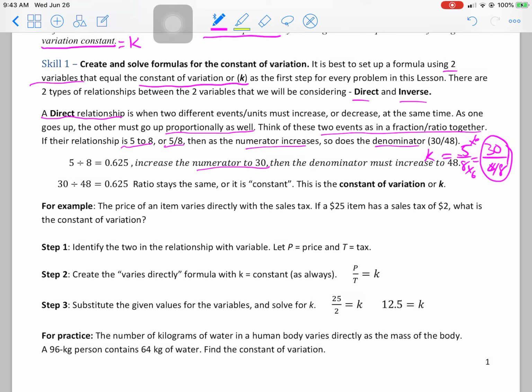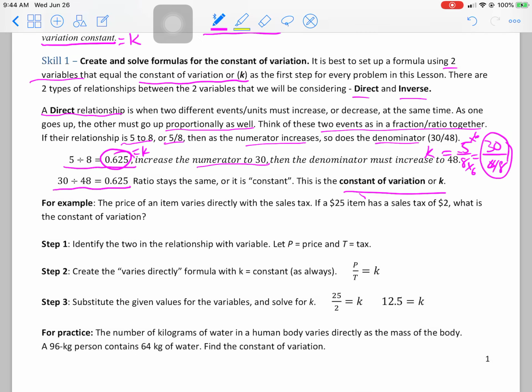Whatever 30 divided by 48 is the same thing. Here, look over here. 5 divided by 8 is 0.625, which is exactly the same as 30 divided by 48. And this right here, this 0.625, that's k. That's the constant variation. Okay? So let's look at one of these problems.